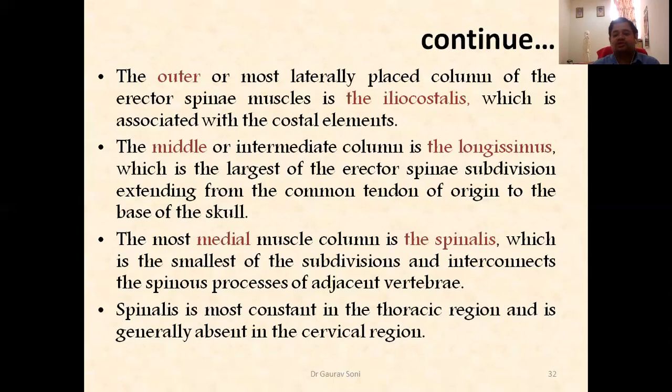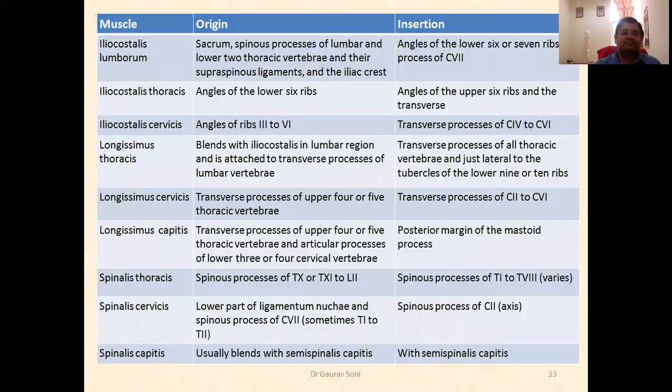The spinalis is most constant in the thoracic region and generally absent in the cervical region. So this is the chart which we have to learn. You can see each of the muscles is basically divided into three compartments. First we are going to talk about iliocostalis. The first part is lumborum, second part is thoracis, third part is cervicis. Means there is no capitis.